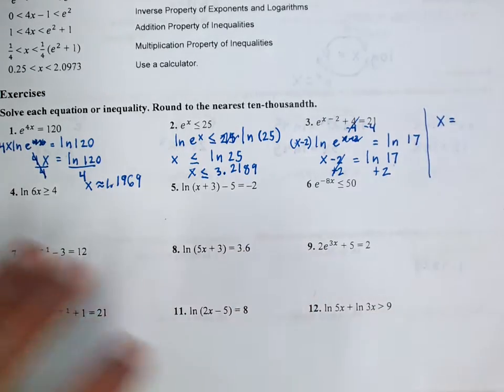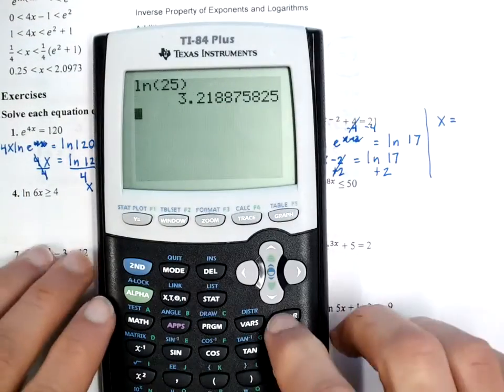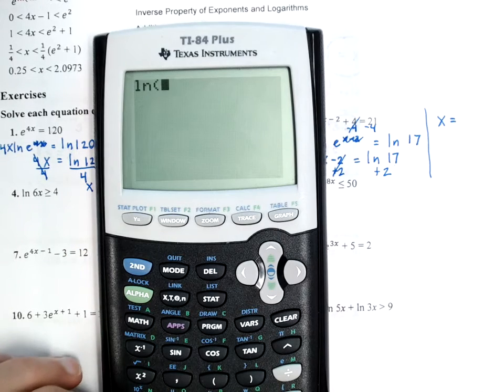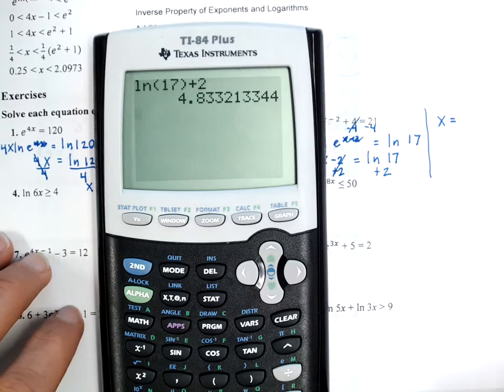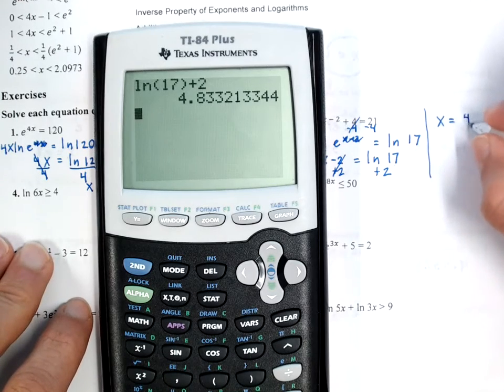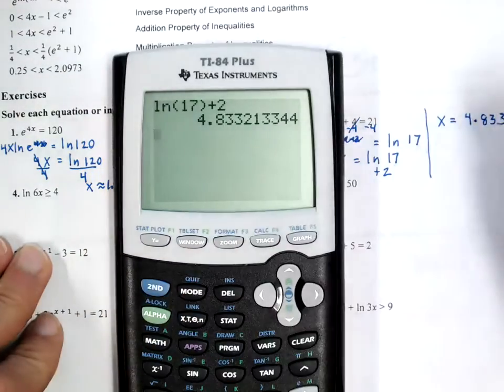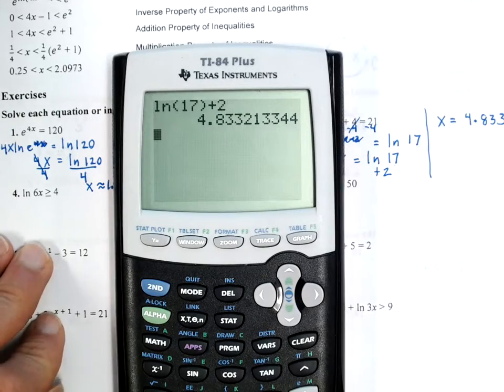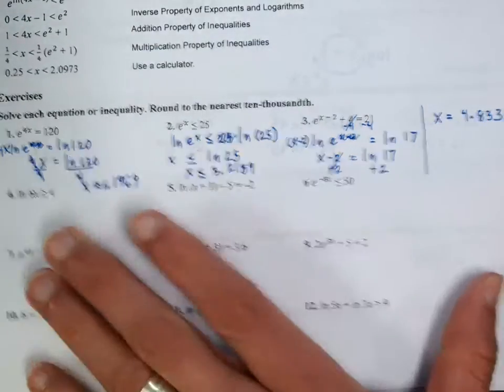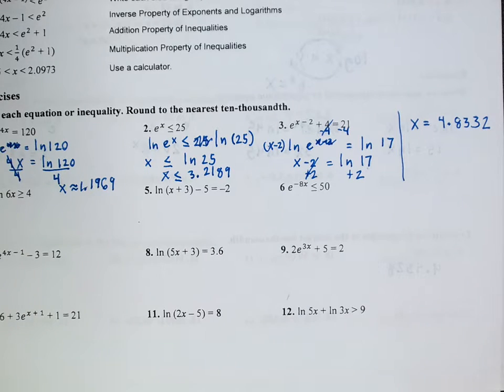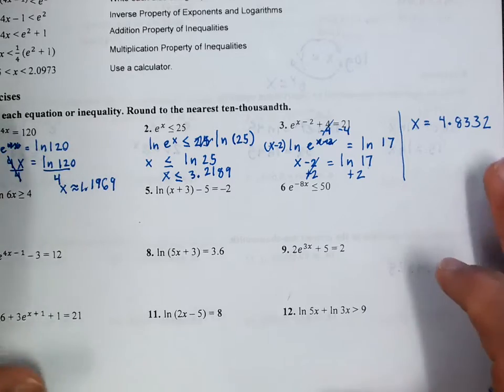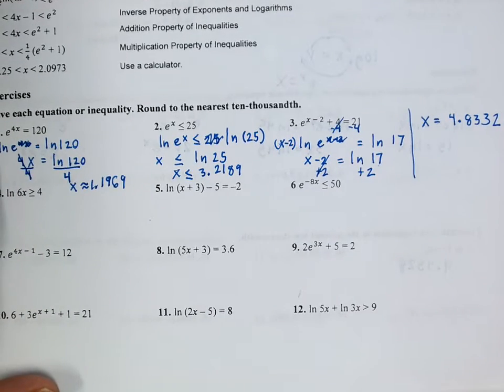This is a point where I wish I had more room than that, but this is just the way it is. So I have natural log of 17 plus 2. In my case that's 4.8332. Okay, so that's it for that problem. All of these that have the natural log, all of these that have e, that's how you do them, right?